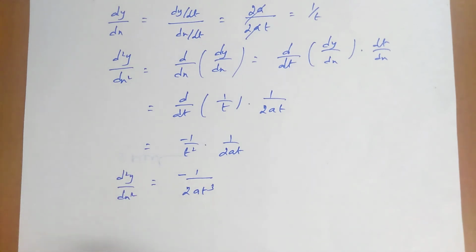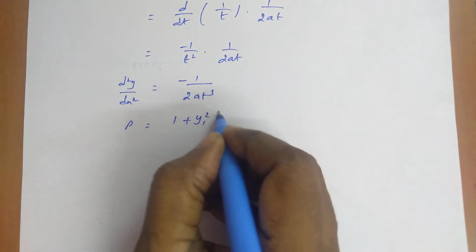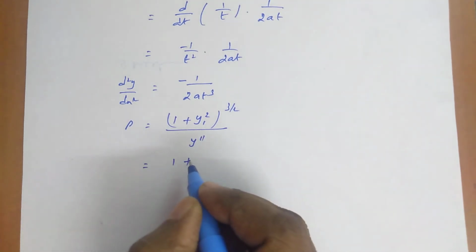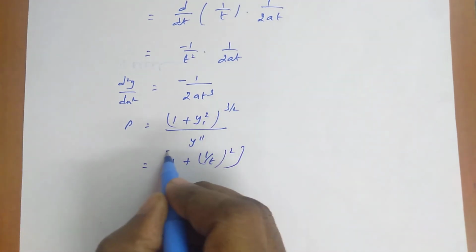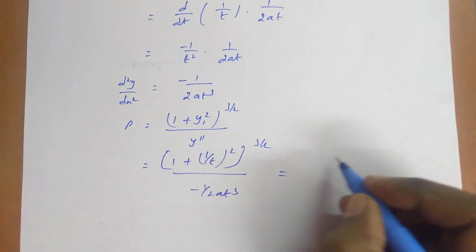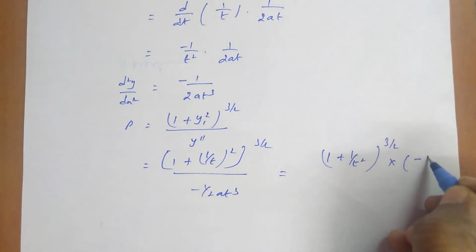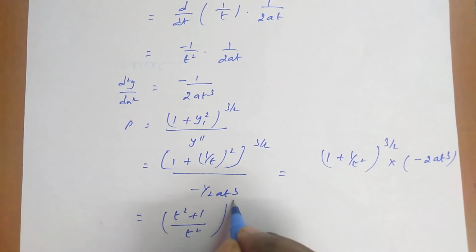Now we can write the rho formula. Rho is equal to 1 plus y1 square whole power 3 by 2 divided by y double dash, that is 1 plus, what is our y1, dy by dx, that is nothing but 1 by t, the whole square, whole power 3 by 2, divided by minus 1 by 2at cube. So that is equal to 1 plus 1 by t square power 3 by 2 into minus 2at cube. So that is equal to, cross multiplying this, t square plus 1 divided by t square, whole power 3 by 2, into minus 2at cube.